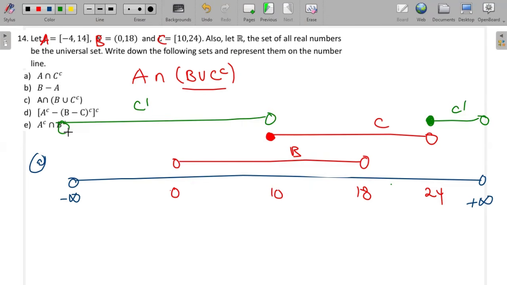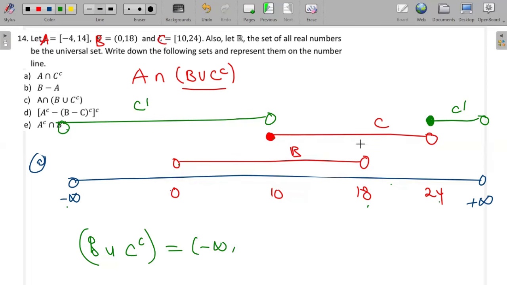The C complement is from minus infinity to 10. The B is from 0 to 18. So if I unionize this first part here, it will just be from minus infinity all the way to 18, because I'm taking the union. So that will be the first part. Then we see a discontinuity here, and I'm going to unionize it with this other C complement, which is 24 to positive infinity.